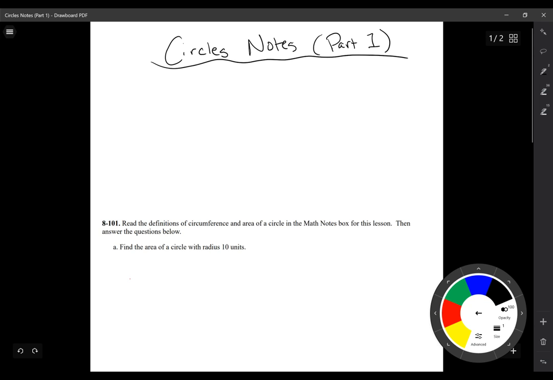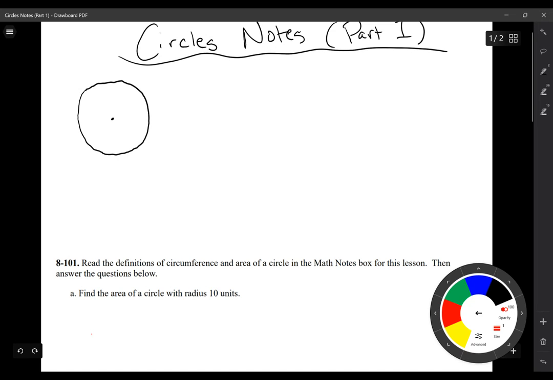So when we have a circle, we know there are a few different parts of the circle that we can use to figure out the circumference, the area, things like that. Just to rewrite this for our notes, we did watch a video on this, but our radius is always going to be the distance from the center to the outer part of the circle, to the edge.